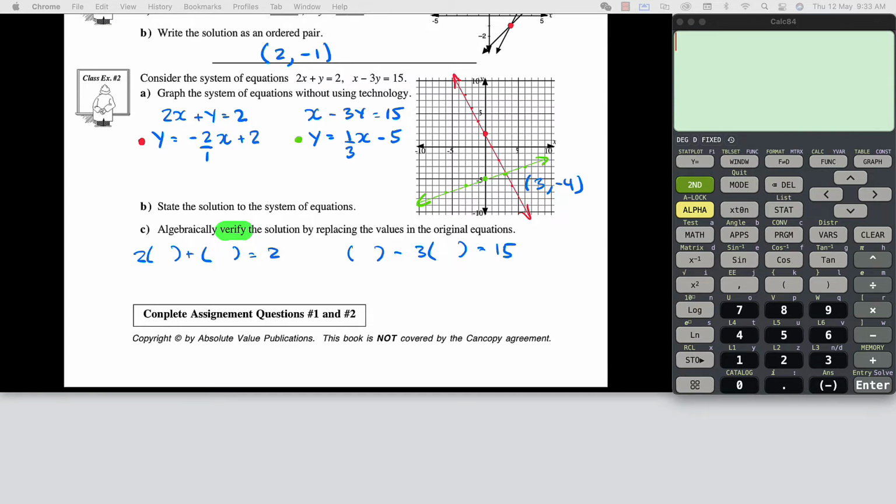And the x values are going to be 3. So wherever there was an x, I'm going to put a 3 in there, and wherever there was a y, I'll put a negative 4 in there. And you can just pump those into your calculator, but in this case, the math is pretty simple. It's 6 plus negative 4, which equals 2. So that is correct. And the next one is going to be 3 minus negative 12, which is really 3 plus 12, which is 15. And that one is correct also.